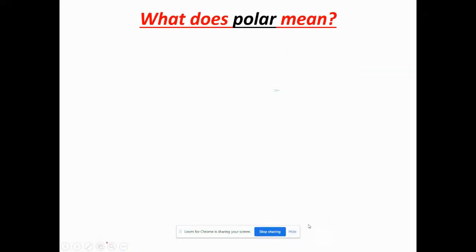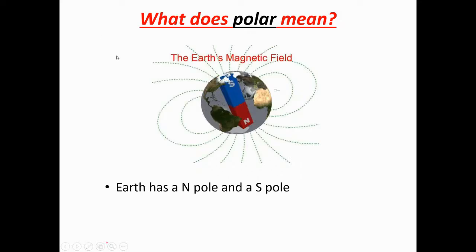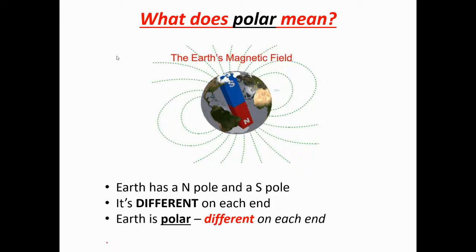So what does the word polar mean? Well, the Earth's magnetic field is an example of something that's polar. The Earth has a north pole and a south pole. It's different on each end. The North Pole is different from the South Pole. Opposites attract, sames repel, so north repels north, north attracts south. They are different. Earth is polar. One end of the Earth is a North Pole, one end of the Earth is a South Pole.